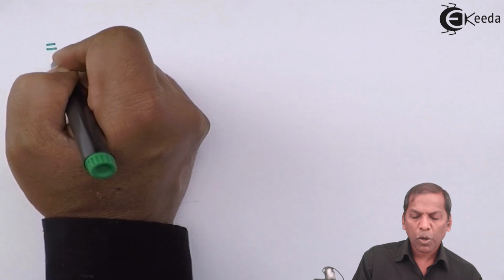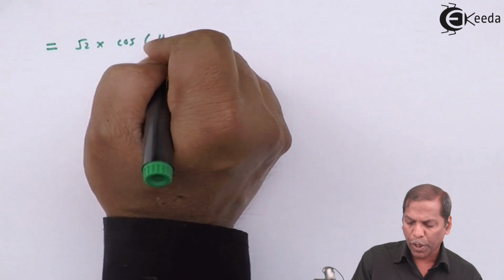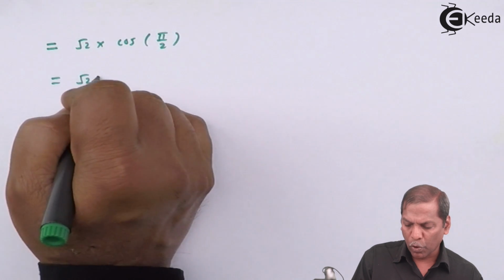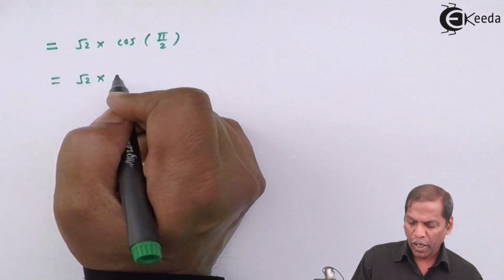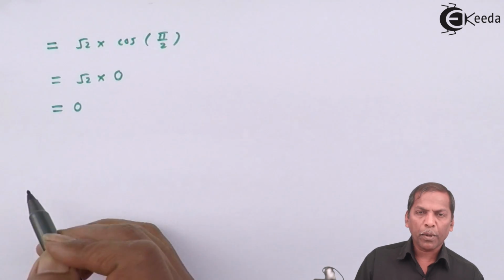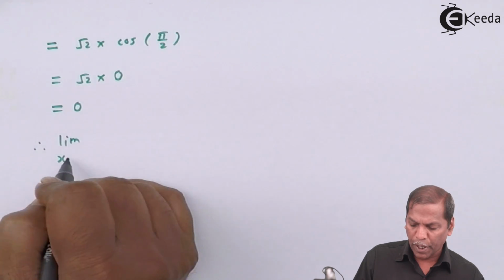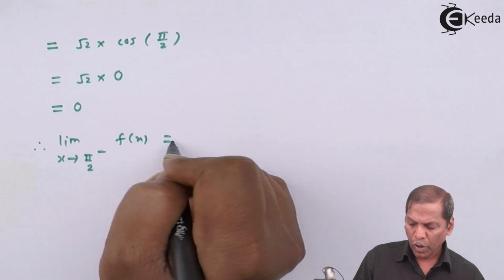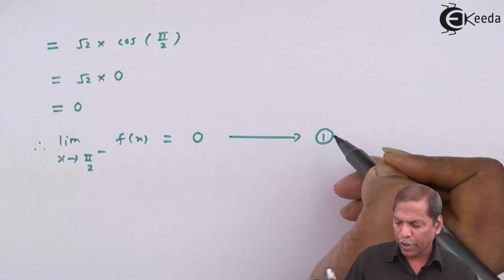So that is equal to root 2 into cos of, for x we substitute the limit pi by 2, and that is equal to root 2 into, now cos of pi by 2, that is cos 90 degree, gives 0, and root 2 into 0 we get 0. So in this way the left hand limit, that is limit x tends to pi by 2 minus f x, is equal to 0. Let us denote this as equation number 1.